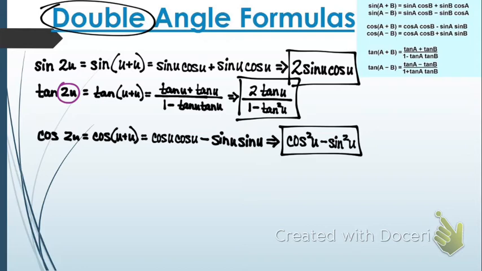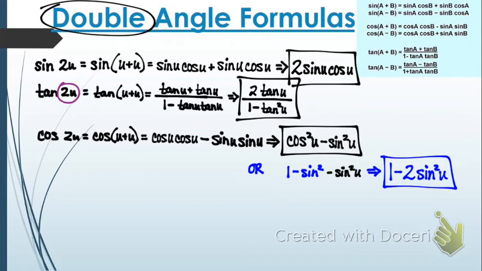I feel like we could write some variations of this one. Don't we know something that could replace cosine squared? Can I do a Pythagorean replacement? What could I put in the place of cosine squared? 1 minus sine squared. And then bring down the other minus sine squared. So if I did that substitution, what would this simplified variation look like? 1 minus 2 sine squared u. So there's another cosine double angle. This is cosine of 2u. We've got this one.